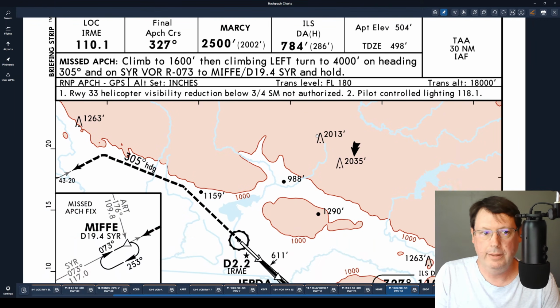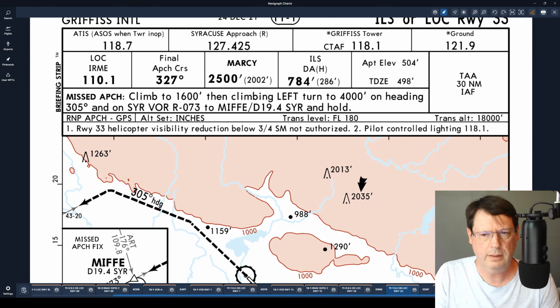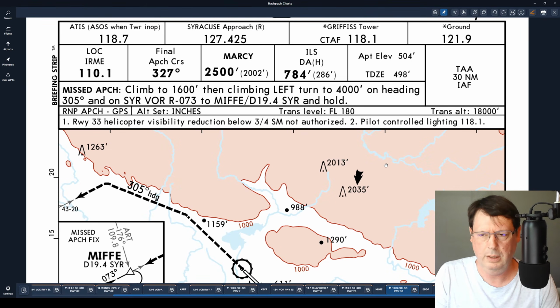And then right down here, you have a notes section. This could be anything. In this particular case, runway 33, helicopter visibility reduction below 3/4 statute miles not authorized. I don't even know what that means. I don't fly helicopters. No clue. So it's not relevant to me. I guess helicopters use the same charts, but in any event, that's a completely irrelevant note.